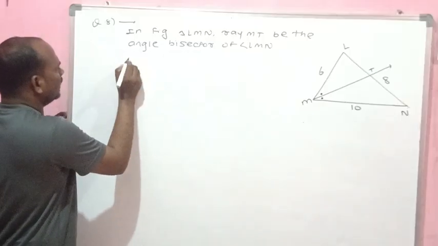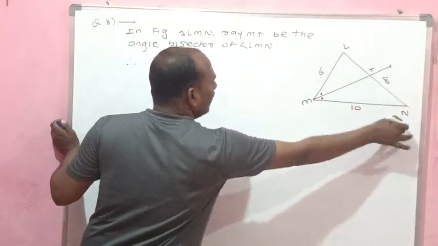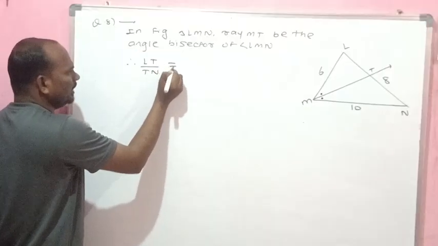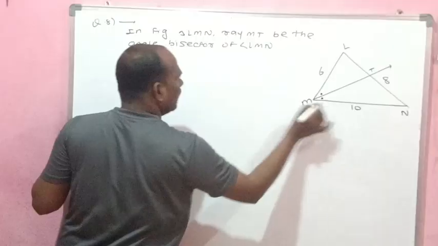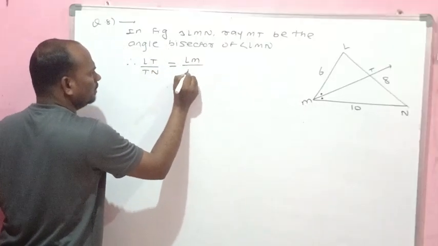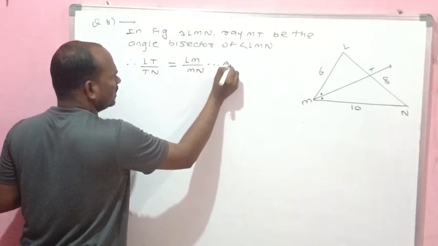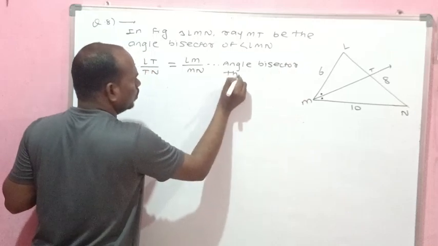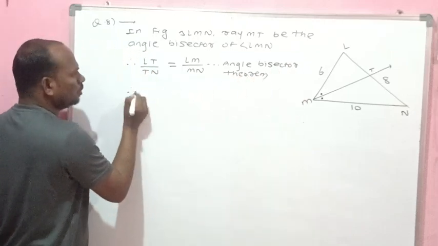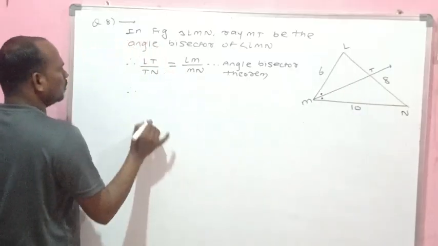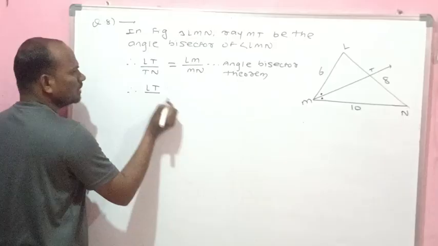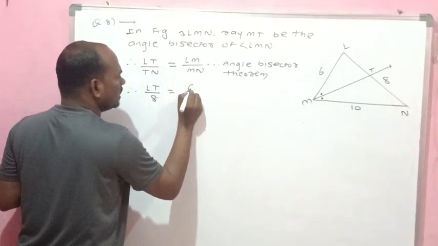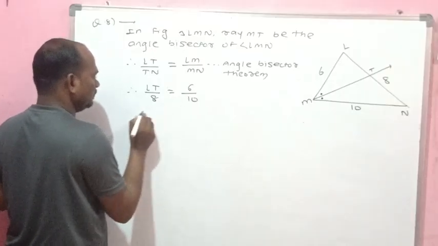Now the angle bisector theorem is LT divided by TN is equal to LM divided by MN. Therefore we can calculate the value of LT. Value of TN is 8, value of LM is 6 and MN is 10.